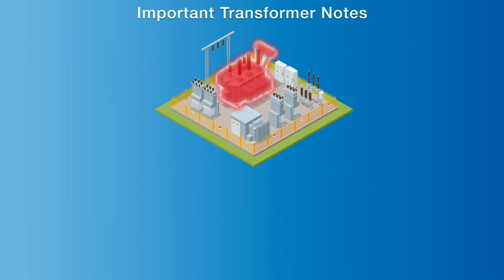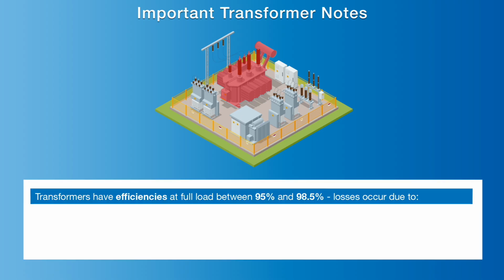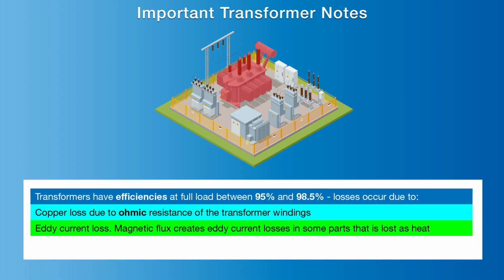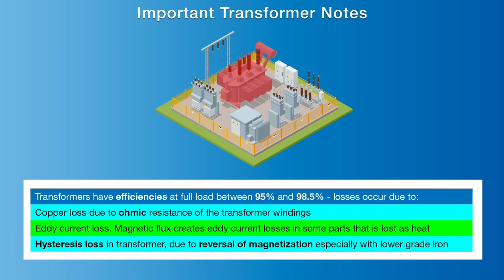It's important to note, no machine is 100% efficient. Transformers have efficiencies at full load between 95 and 98.5%. Losses occur due to copper loss, due to ohmic resistance of the transformer winding. The loss is dissipated as heat. Eddy current losses: magnetic flux creates eddy current losses in some parts of the transformer that also dissipate as heat. And hysteresis loss in the transformer, due to the reversal of magnetization, especially with lower grade iron cores.